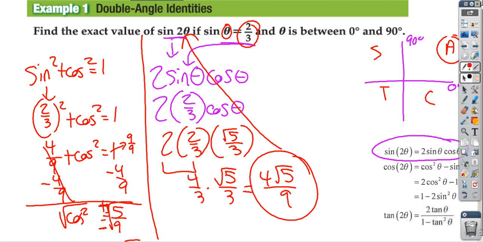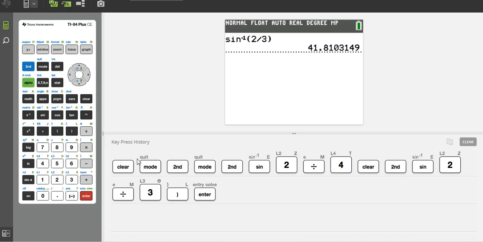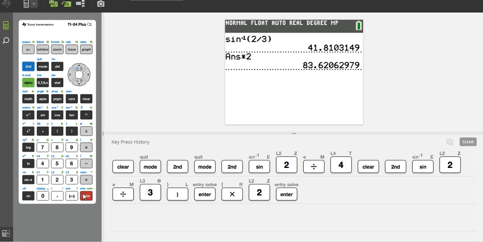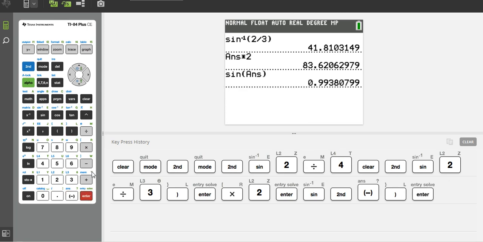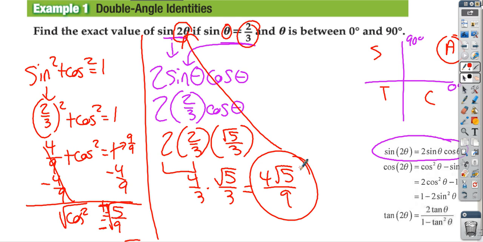And remember, we're dealing with 2 theta. We're dealing with double that angle. So here's what we can do. Let's double the angle we just found, which means 83 degrees. And let's find the sine of that angle right there and check it with what we ended up with. So we get 0.9938, and our answer is 4 radical 5 over 9.